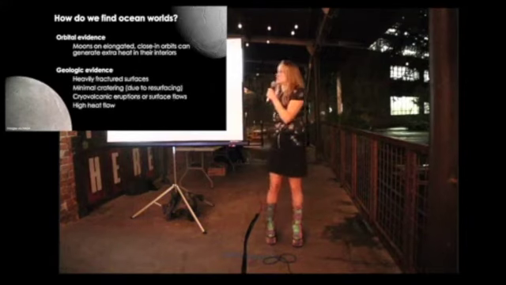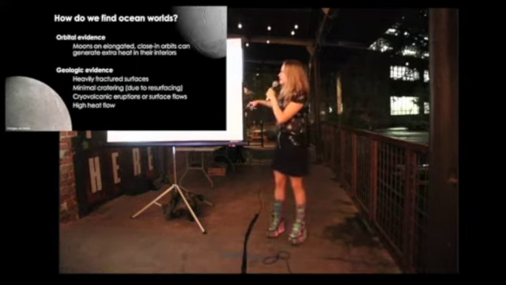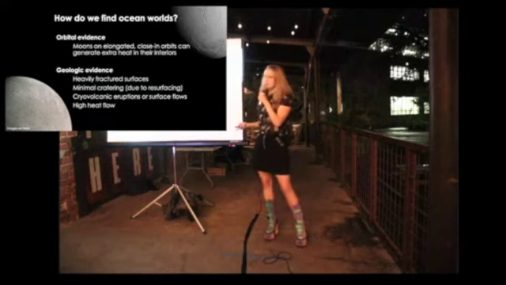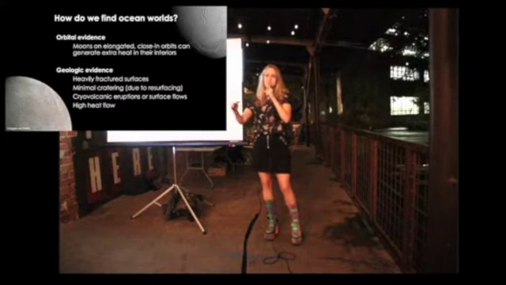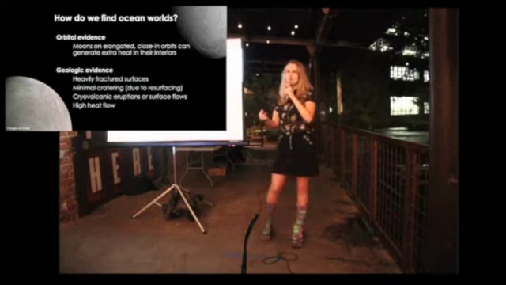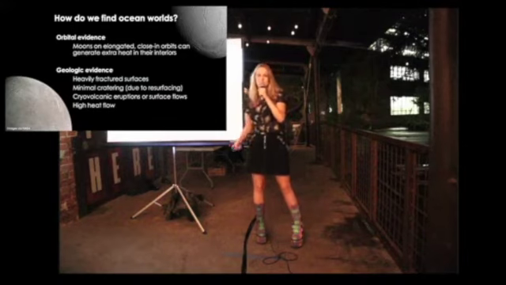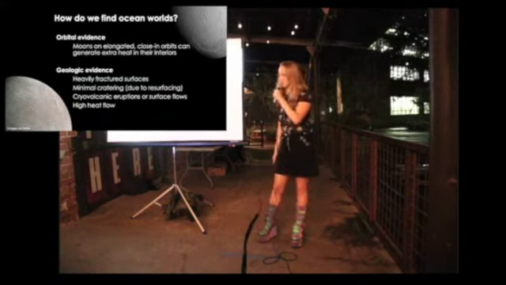But the second thing is geologic evidence. If we look at the surface of these moons, get a load of that. You know, they're heavily fractured. There's usually not a whole lot of craters because the surface is getting resurfaced all the time. And that's because the ocean beneath the surface is interacting with the overlying ice shell to generate geologic activity. So if we see stuff going on the surface and it looks recent, that's probably an ocean world.